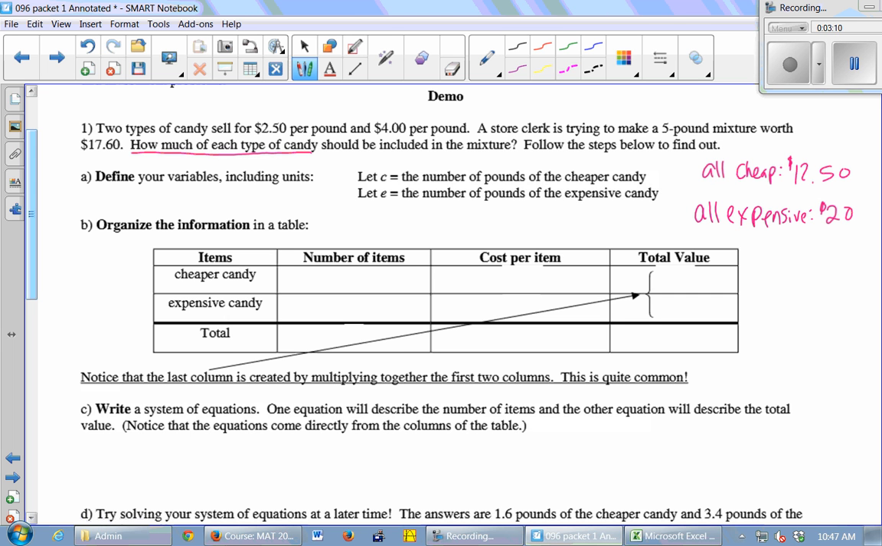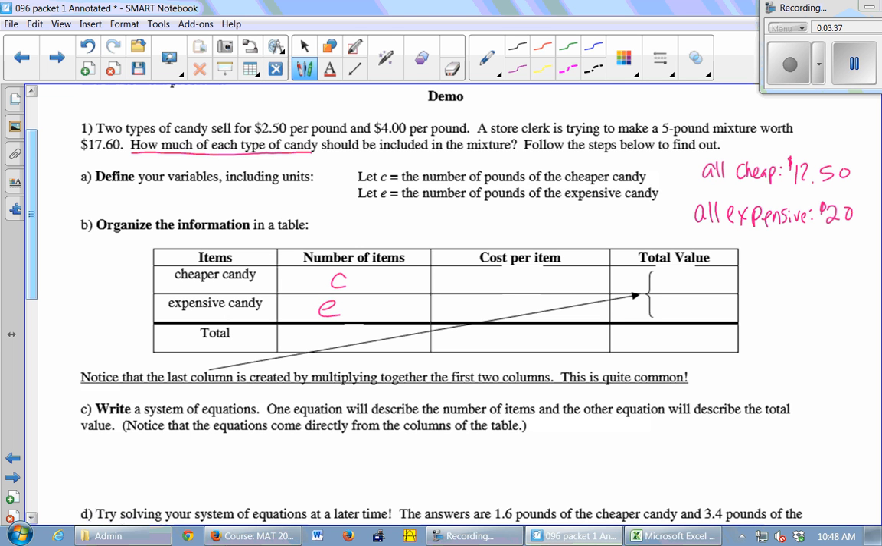And then I like to organize all of the given information into a table. So to start out, I will give you some tables, and then after a while, you'll start making your own table. Okay. So cheaper candy. How many items do I have of cheaper candy? Yep, C is what I defined that to be. The number of pounds of cheaper candy, so that's going to be C. And for expensive candy, that's E.